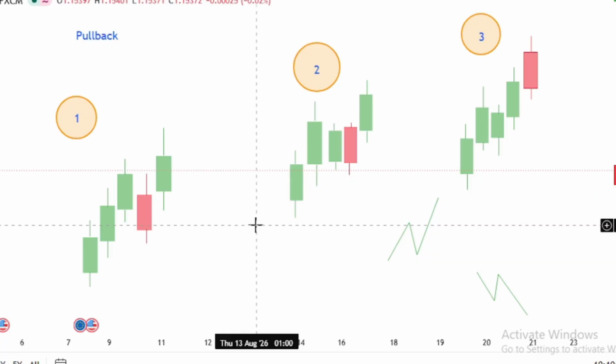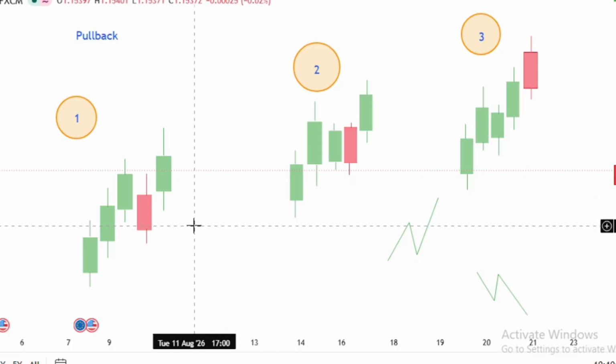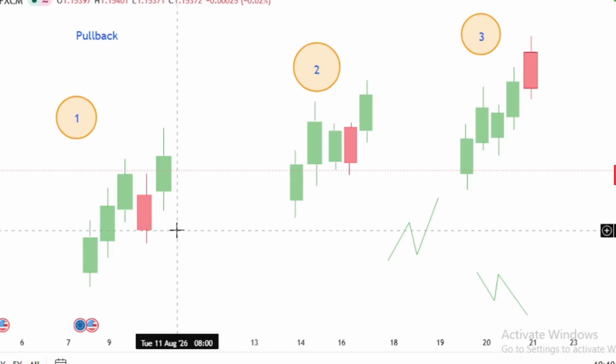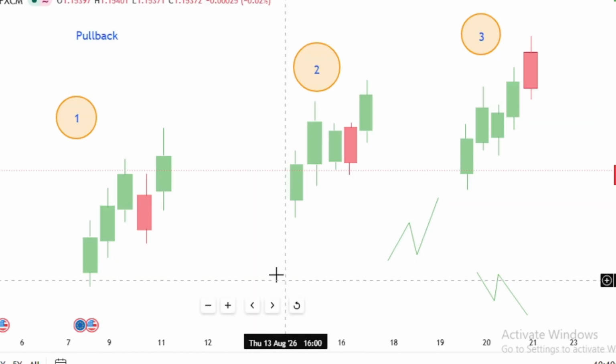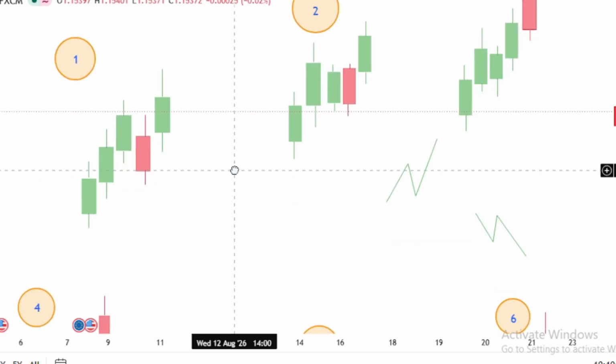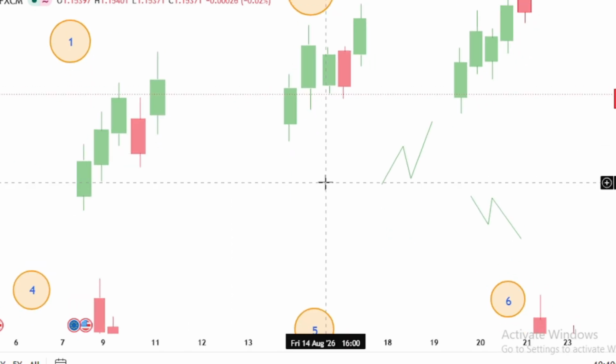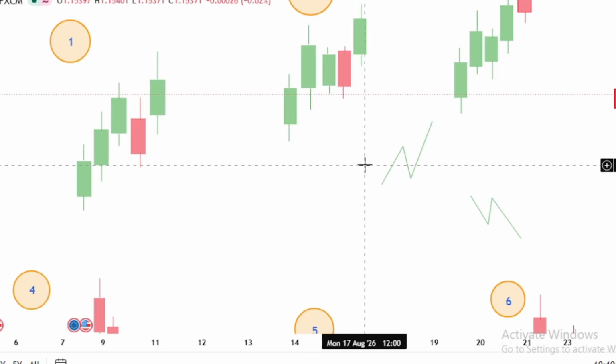We will look at two market conditions. One, uptrends, and two, downtrends. Let's get started. We are going to consider three moves in this video.